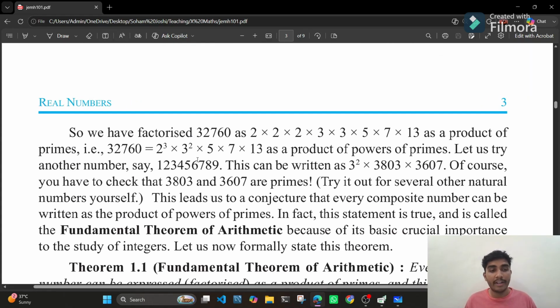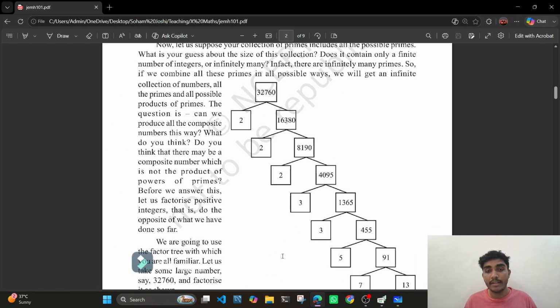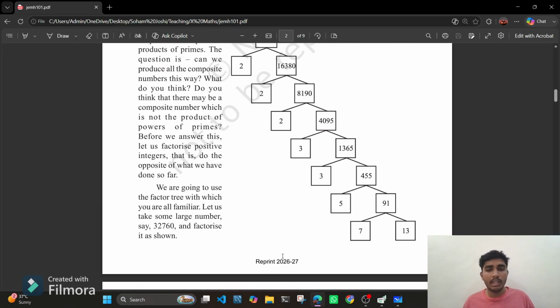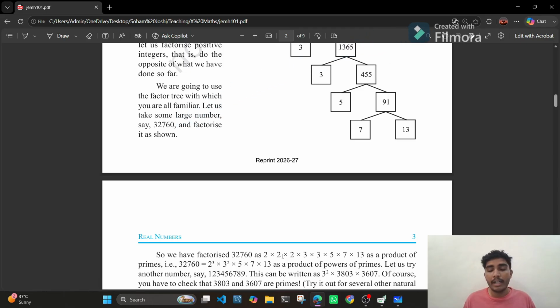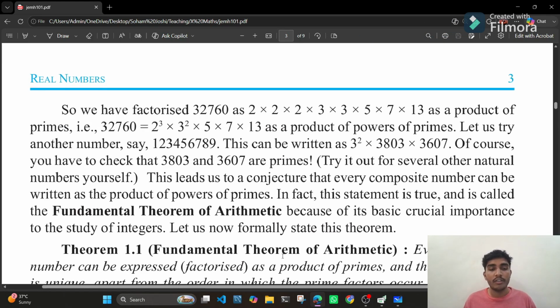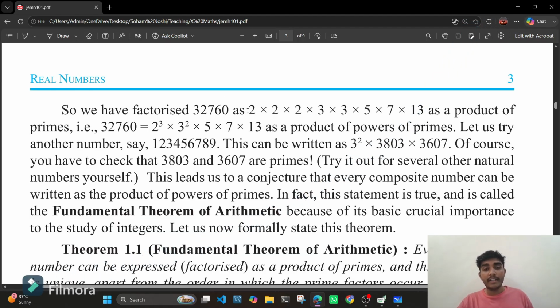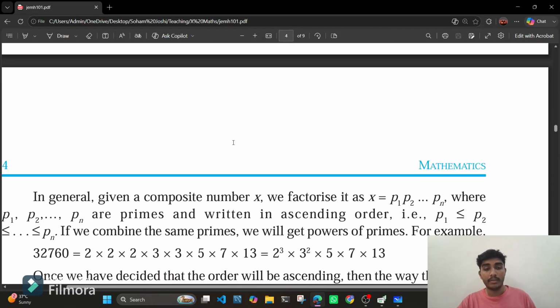You can also see that, for example, they have taken 32760, a very big number. But if you go on dividing it by 2, 3, 5, and 7, you will definitely get a remainder, and it is again a prime number. So we can see that they have factorized 32760 as 2 into 2 into 2 into 3 into 3 into 5 into 7 into 13 as a product of primes. Basically, you can say that 2 to the power 3, into 3 to the power 2, into 5, into 7, into 13 as a product of powers of primes. So this is what the fundamental theorem of arithmetic states.